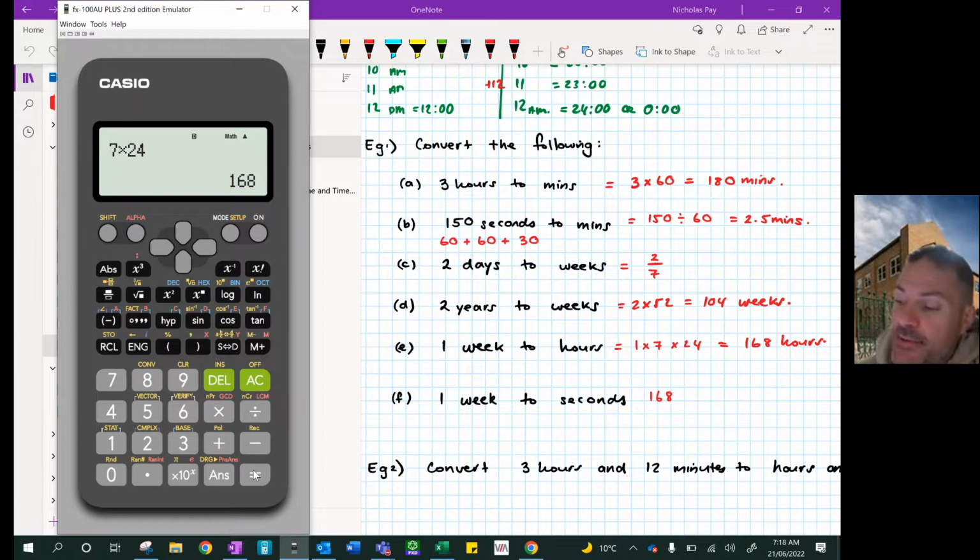So I'm going to times that by 60 to get into minutes. I'm going to times it by 60 again to get into seconds. So times by 60. Now you could times it by 3,600 if you really wanted to. That's what 60 times 60 is. We get 604,800 seconds in 1 entire week.